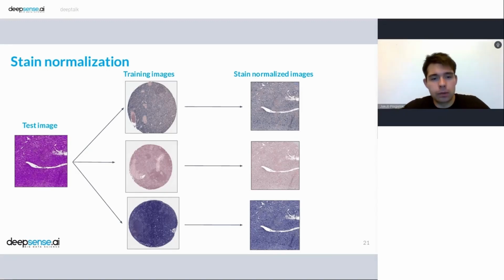And here we can see what it looked like in practice. So for each test image, I selected 3 different training images from the same organ. As you can see, they have quite different colors. So after applying stain normalization, we have 3 different normalized images, and we can use them during the inference. We'll get quite different predictions, and we can average those predictions and squeeze a little bit more performance from our model. And I think it worked pretty well in this competition because we had different colors in training and test images, and it helped to apply this procedure.